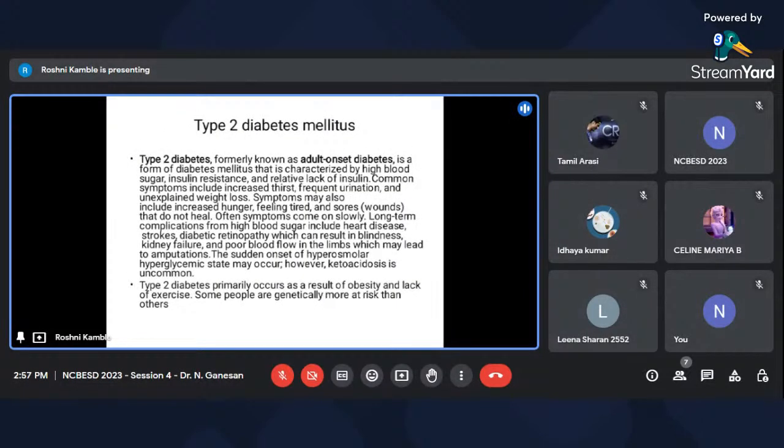Type 2 diabetes mellitus is an adult onset diabetes. Here, the cells become resistant towards insulin. The pancreas will produce insulin, but our cells become resistant. So there is no uptake of glucose.